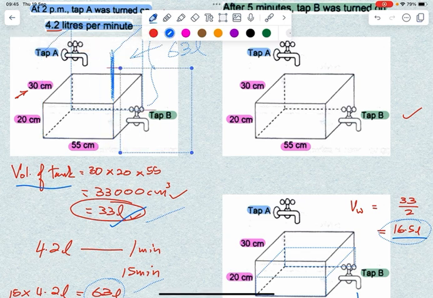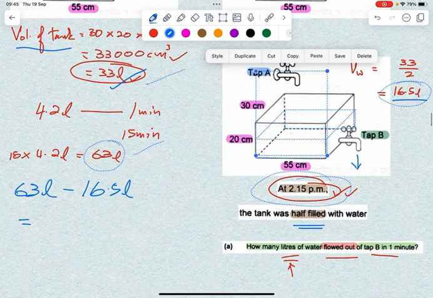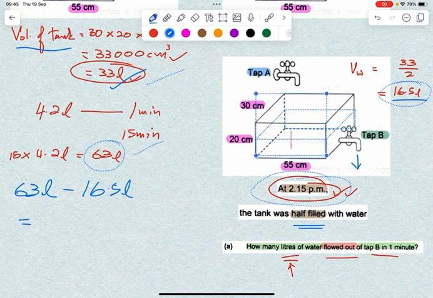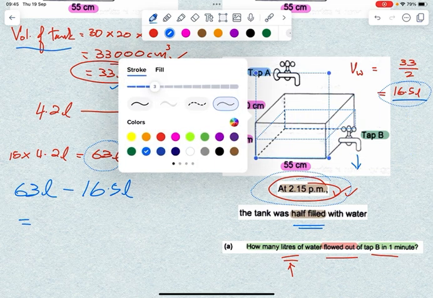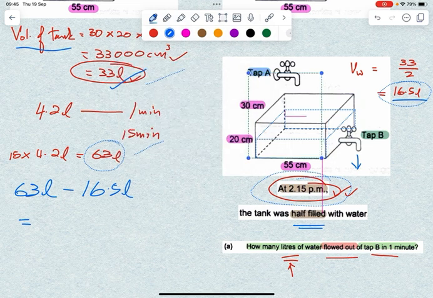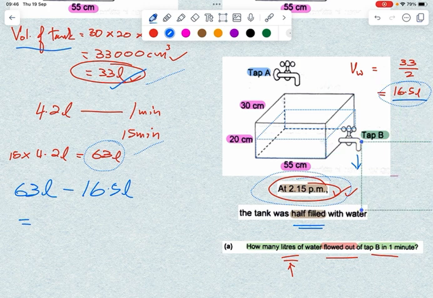Imagine it's 63 here, and then it drops. How do you get the drop? When you take 63 here minus 16.5, that will be the amount of water that flows out. Let me use green. Whatever flows down here will be the one that goes out of tap B.